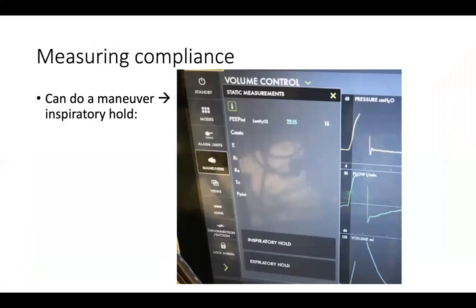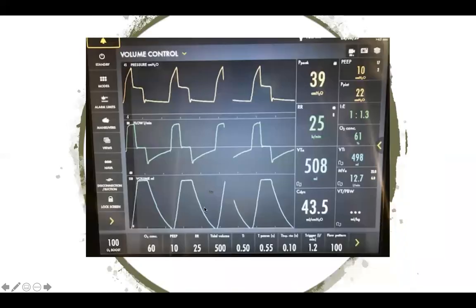Measuring compliance does require doing an inspiratory hold and measuring a plateau pressure, and therefore measuring the driving pressure, the difference between the plateau and the PEEP. This can be done along the left side of the monitor. You'll see the maneuvers tab, and if you press on it, this will pop up, and if you press and hold the inspiratory pause, you will get a plateau on this breath. That will be registered and shown in that plateau box on the right, not shown on the screen. This plateau box here.